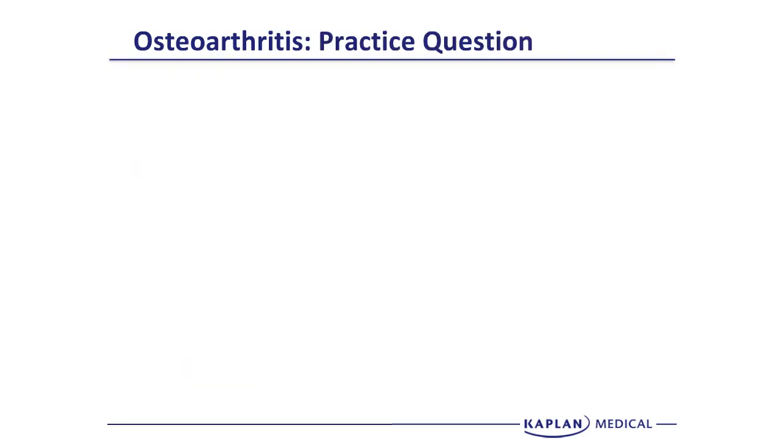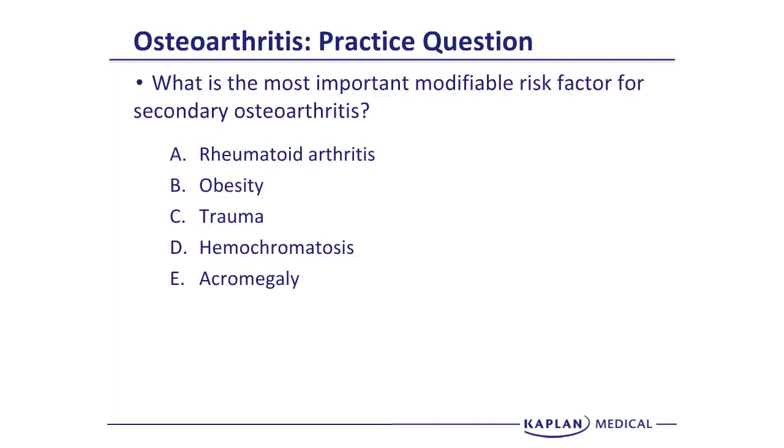Now, a couple of high-yield type questions. What is the most important modifiable risk factor for secondary osteoarthritis? Which of those conditions is the most modifiable in secondary osteoarthritis? Rheumatoid arthritis, obesity, trauma, hemochromatosis, or acromegaly? The one that you can modify the best, or there is a possibility of modification, is going to be obesity. After the trauma is done, you can't take the trauma back, right? So that wouldn't work. So most likely obesity.